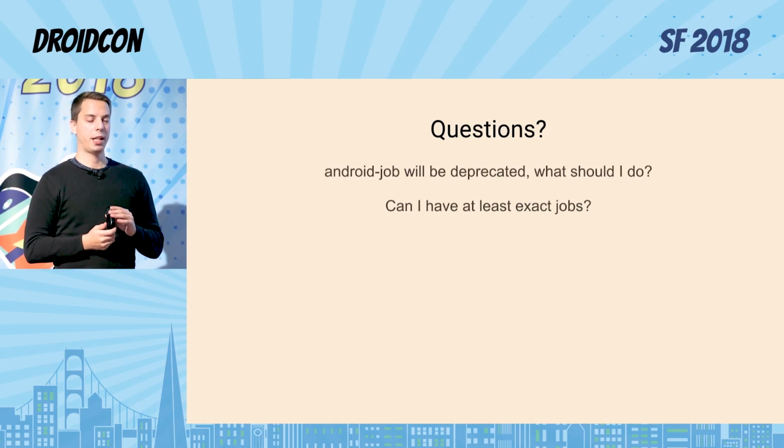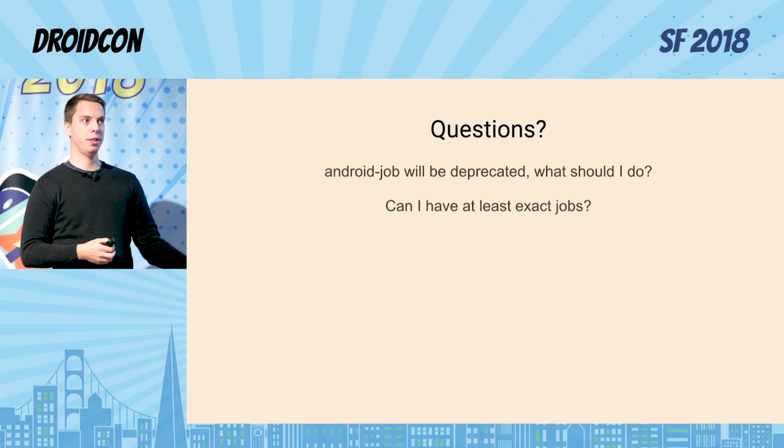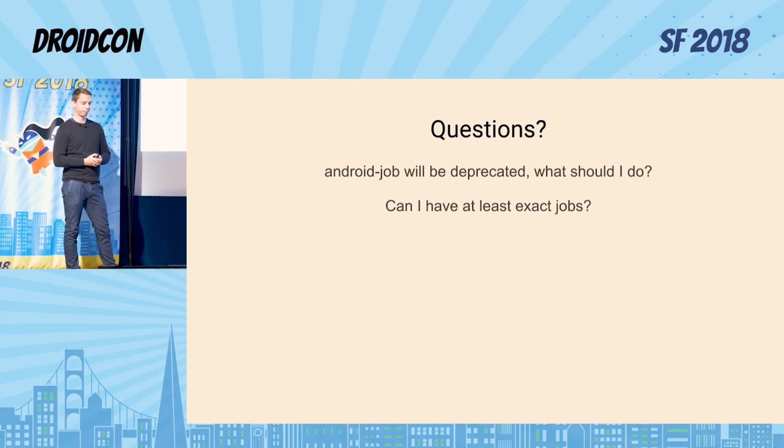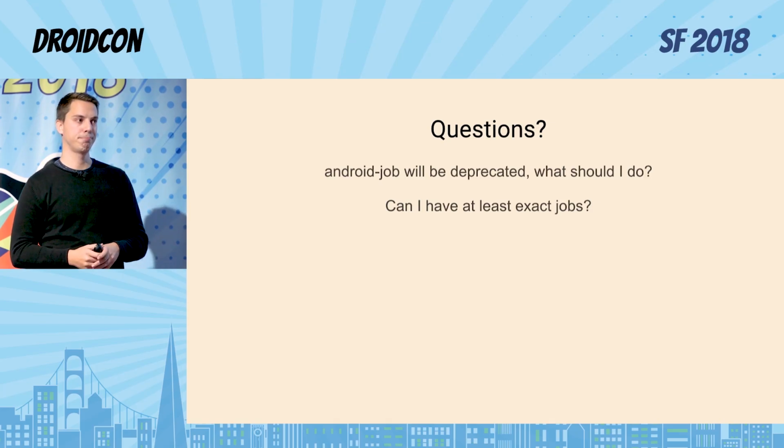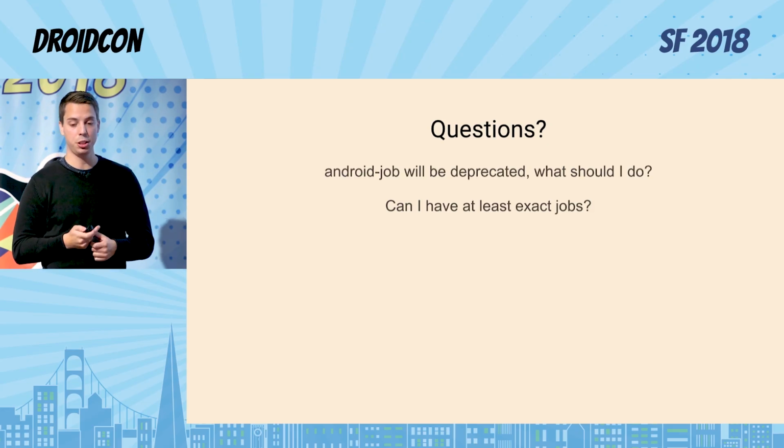Android Job will be deprecated at some point in time. What should you do? Yes, that's true. I would recommend migrating to WorkManager, because that's the future. But only because a library is deprecated doesn't mean it stops working. So you can still use it. It's working. It's proven. It's out there. But WorkManager just is better suited for the future. What about the features that Android Job has that WorkManager doesn't have? I don't have a real answer for you. You can keep using Android Job for that, or you implement them manually with AlarmManager, for example, in the case of exact jobs.